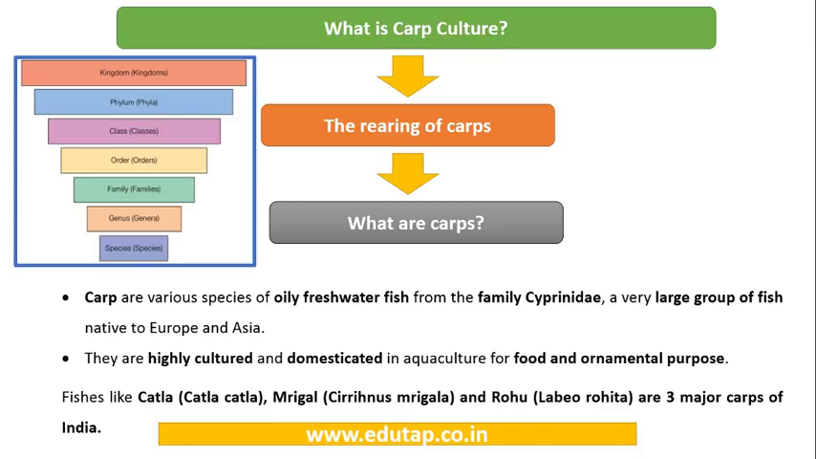When you talk about carps, these are basically the species of oily freshwater fish. You need to know that. You need to be aware of the family that they belong to. It's Cyprinidae. Okay, and we had seen that the famous major carps of India are Katla, Mrigal and Rohu. And as I told you, it is very important for you to memorize the scientific names as well. Never go to the examination hall without memorizing these, right? So you need to memorize them.